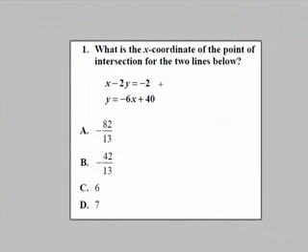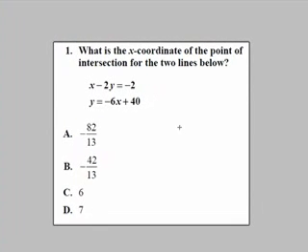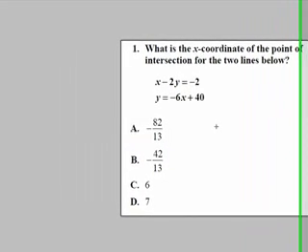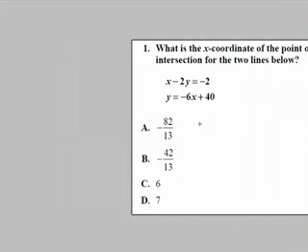Alright, so for the first one, it says, what is the x-coordinate of the point of intersection for the two lines below? In this problem, we're dealing with a linear system. If you recall, three ways to solve a system are by graphing, elimination, or substitution. It's more than obvious that substitution is the ideal way to solve this problem, since the second equation is already solved for the y variable. In other words, y equals negative 6x plus 40. I am going to substitute in the first equation that expression, negative 6x plus 40, in for y.